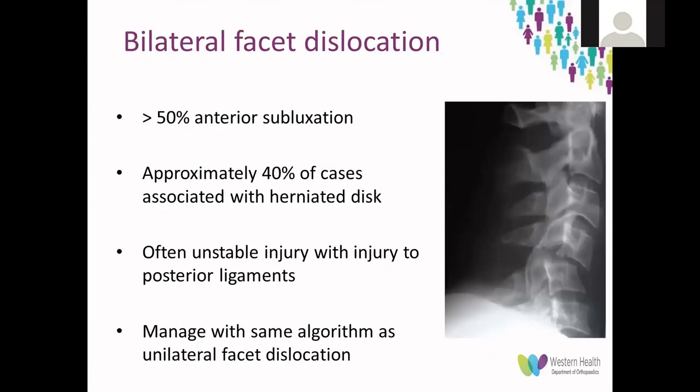Bilateral facet dislocations. So moving on from that, 25 to 50% of subluxation is now over 50% of subluxation on the lateral C-spine X-ray. Approximately 40% of cases are associated with a herniated disc, and that's why it's important to have the MRI scan. Otherwise, you can drag that disc and compress the cord with your traction. It's often an unstable injury with an injury to the posterior ligaments, and it's managed with the same sort of algorithm as with the unilateral facet dislocation.